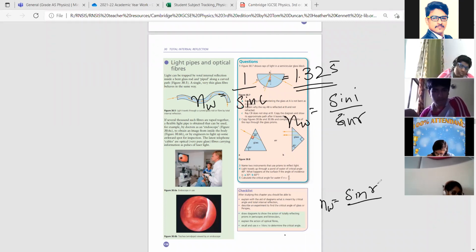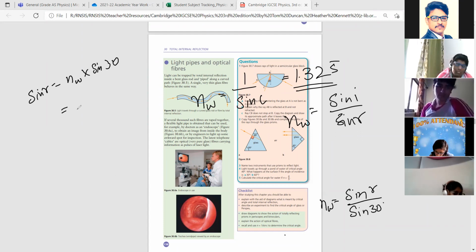Sine of R upon sine of 30 is what you'll write here. Then you will say sine of R equal to NW multiplied by sine of 30. And then we have NW, that is refractive index of water, to be 1.325 from the previous equation, multiplied by 0.5. Can you tell me what is the answer now?